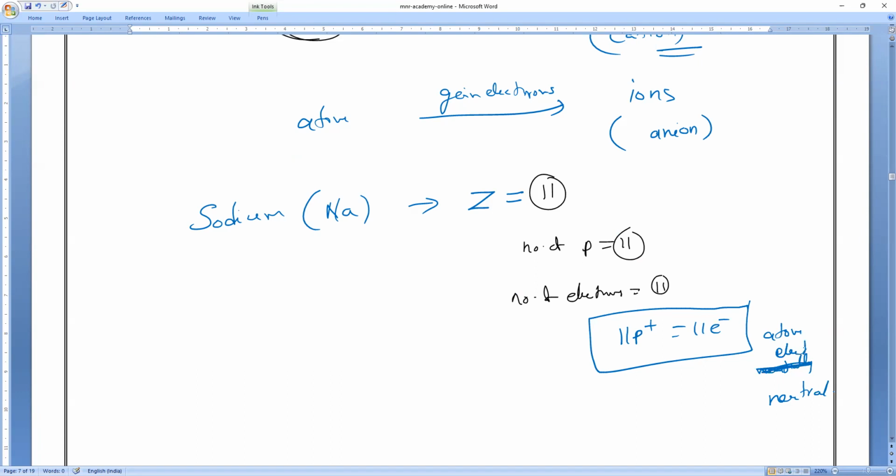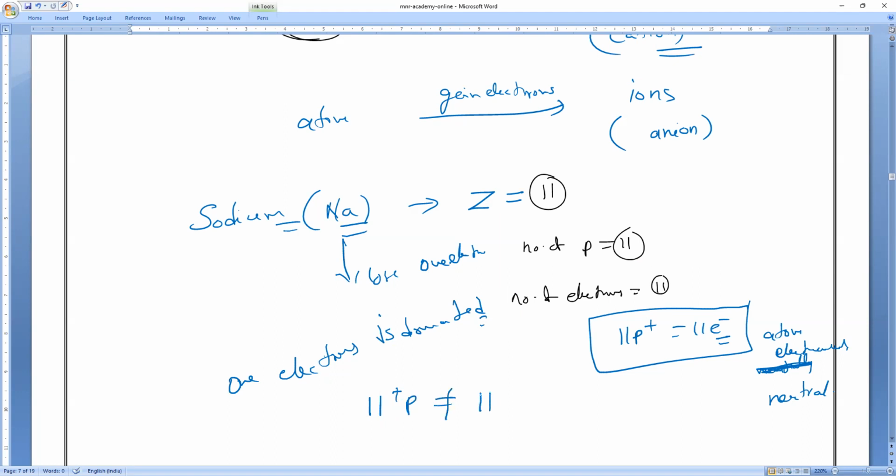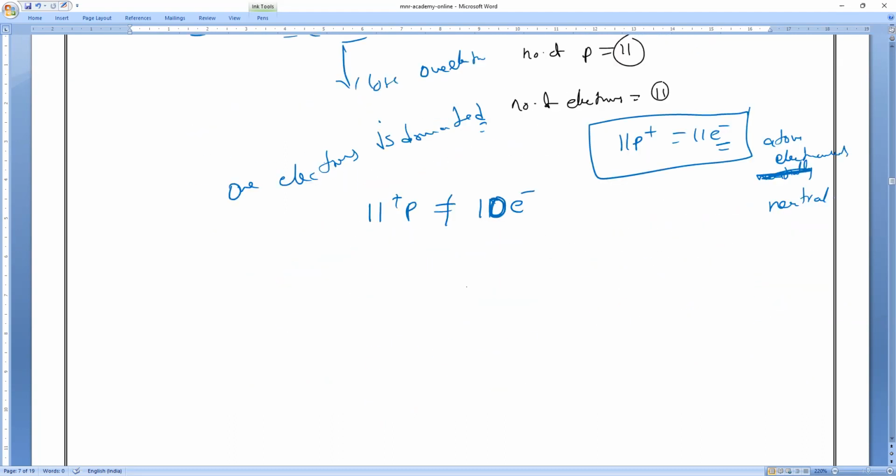Now, if you notice, I removed one electron. One electron gone. Basically, sodium will lose one electron. Now, what will happen, everybody? One electron is donated. Means 11 protons is not equal to 10 electrons. Am I right or wrong? Everyone, please respond. Because one electron is gone, is it possible that 11 protons equal 10 electrons? No. Understanding?